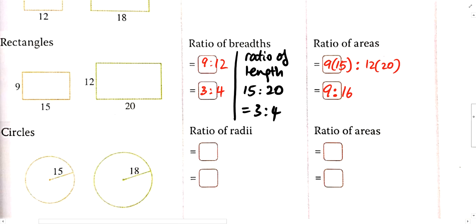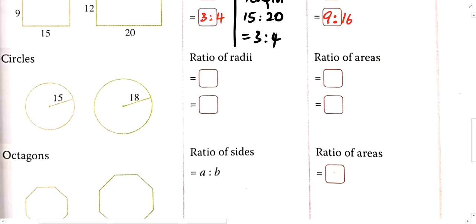Next one, circle. Ratio of the radius. So here we have 15 to 18. Simplify to become 5 to 6. So ratio of area. How do we calculate ratio of the area? Pi 15 square to pi 18 square. So we get 25 to 36. Am I right? Am I going too fast? No, I think you are actually faster than me. I'm slowing you down. Okay, next thing.